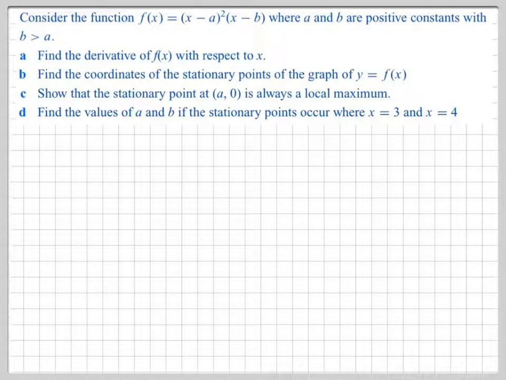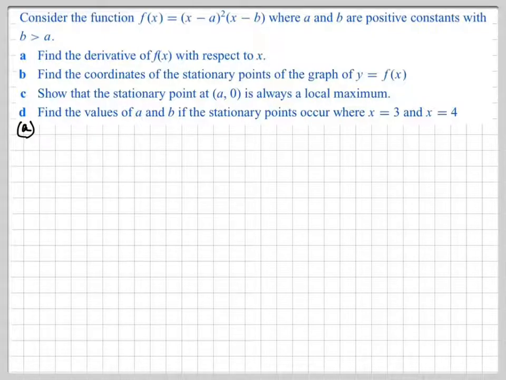Now, this first one, look at all the A's and the B's in that equation. A and B are positive constants, with B bigger than A. Alright, let's just go with it, and we're going to conquer it. What have we got to do to it? Part A, find the derivative of f of x with respect to x. Well, I think I can do that, guys. Let's not bite off any more than that for now. We need some confidence here.